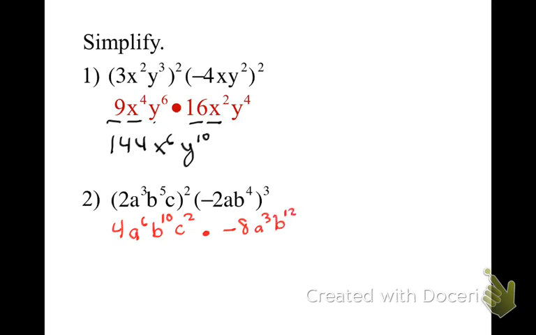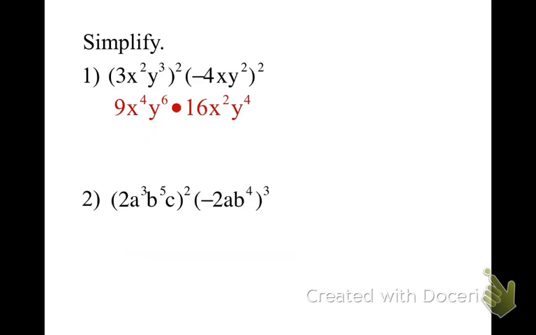Now, I'm multiplying my coefficients, negative 32. I've got A to the 6th and A to the 3rd. Do we multiply or add? Really? Since it's multiplication, we add them. A to the 9th, B to the 22nd, and C to the 2nd. Should be your final answer.